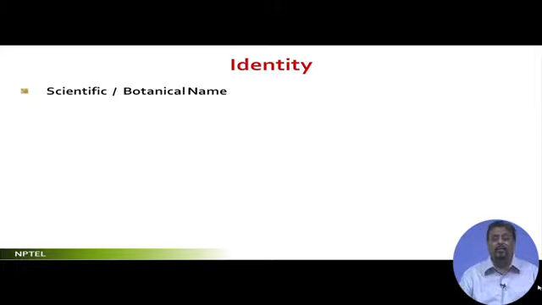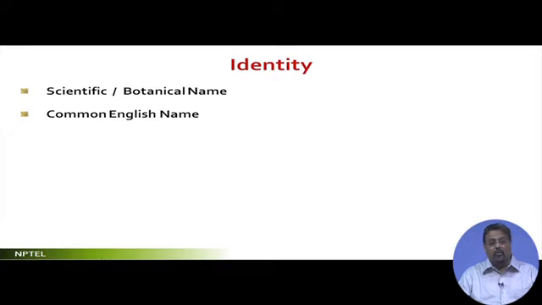So whenever identity is being given, there are three ways the identity is given. One is the scientific and botanical name, and the next is the common English name. Why the common English name? Because, generally, since English is a common language all over the world, and many people are talking in this language, they try to see what is the name by which it can be best represented.